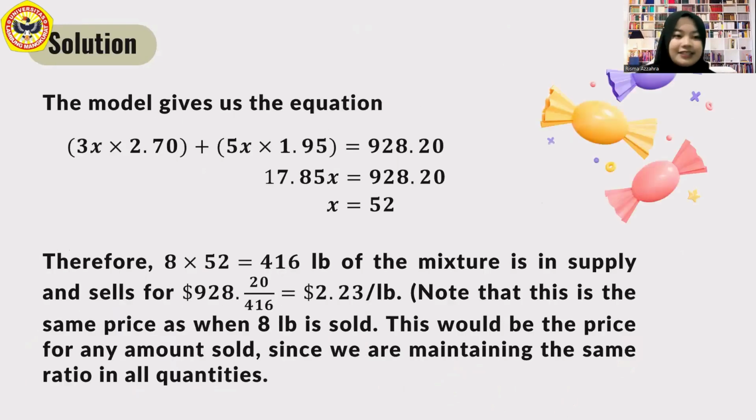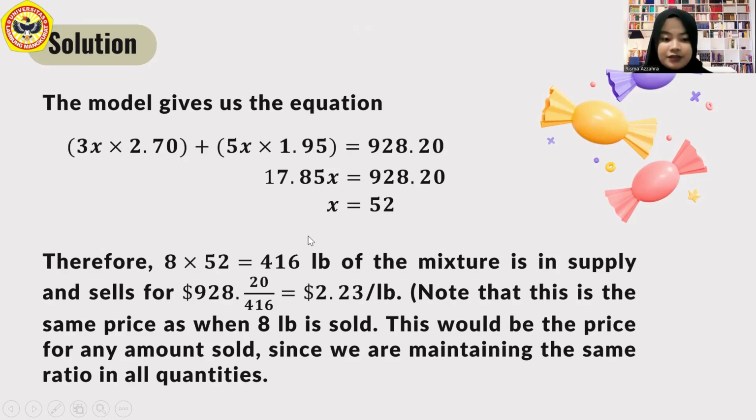So the model gives us this equation: 3x times 2.70 plus 5x times 1.95 equals 928.20. As you can see on the screen, x is 52.